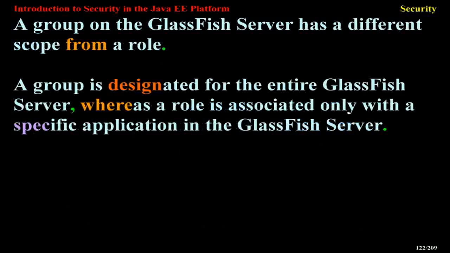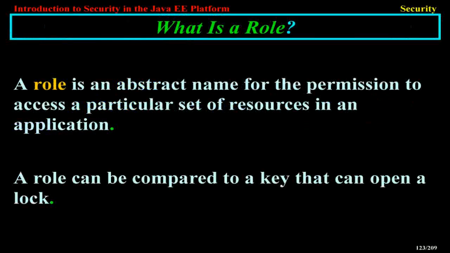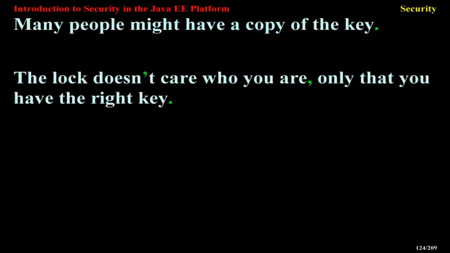A group on the GlassFish server has a different scope from a role. A group is designated for the entire GlassFish server, whereas a role is associated only with a specific application in the GlassFish server. What is a role? A role is an abstract name for the permission to access a particular set of resources in an application. A role can be compared to a key that can open a lock. Many people might have a copy of the key. The lock doesn't care who you are, only that you have the right key.